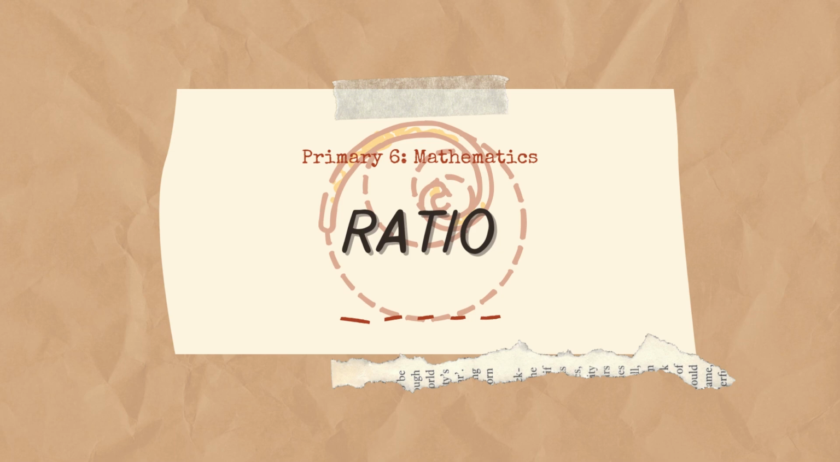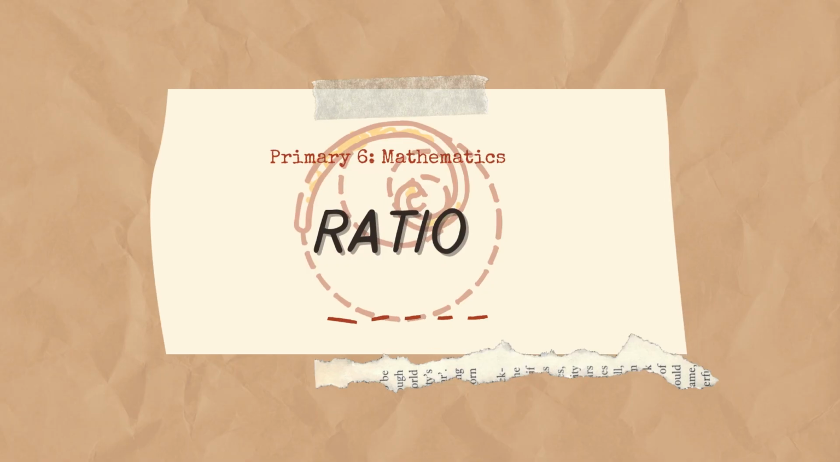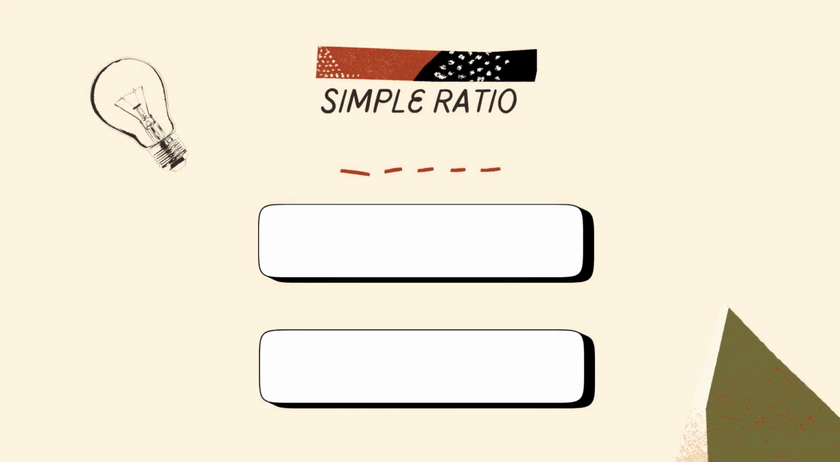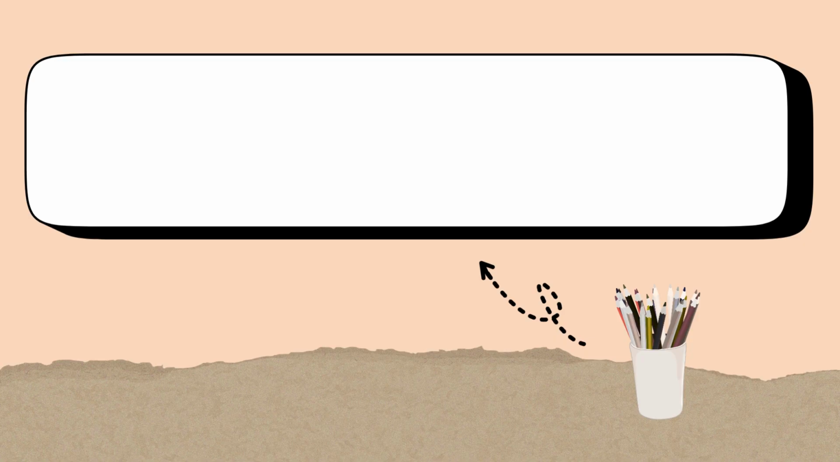Hello everyone, today we will tackle 4 types of ratio, their formulas and examples. For simple ratios, the formula is fairly straightforward. The first number will form part A and the second will be B. So we will write it in the form of A is to B. Let's take a look at an example.